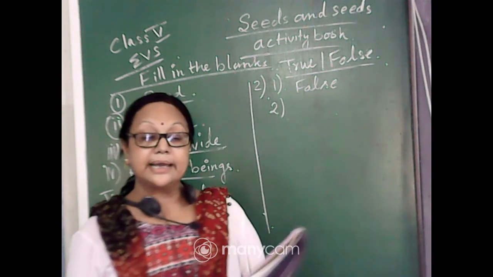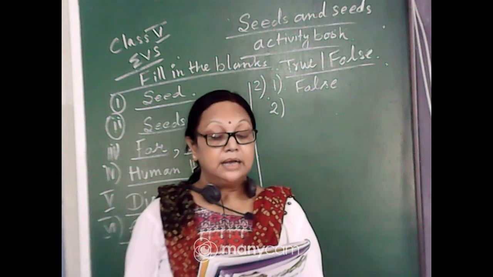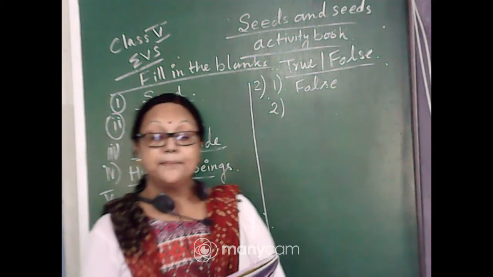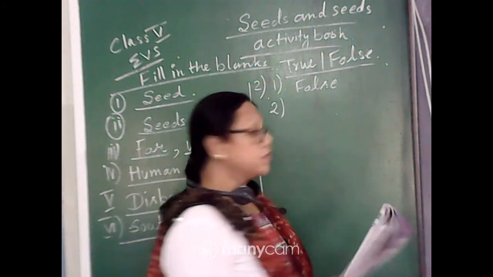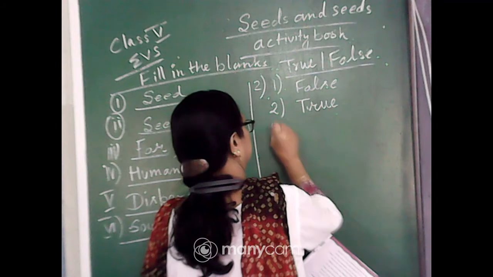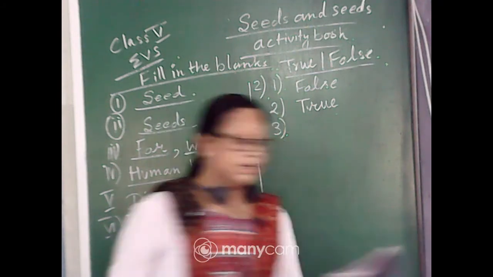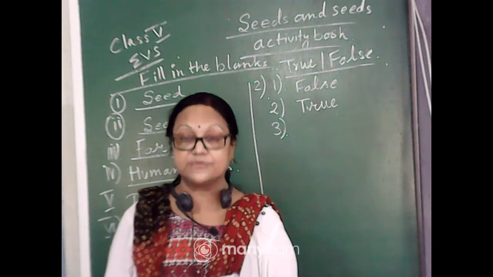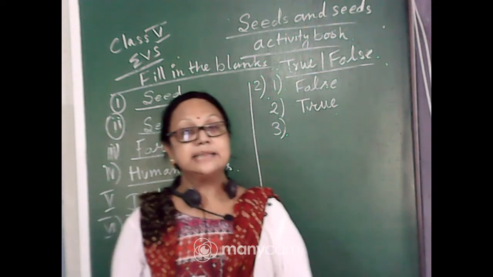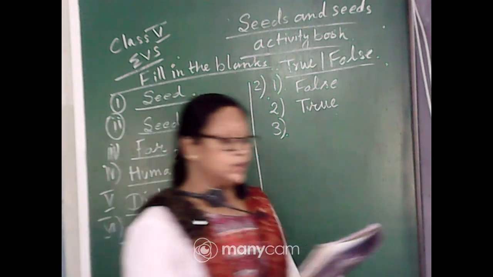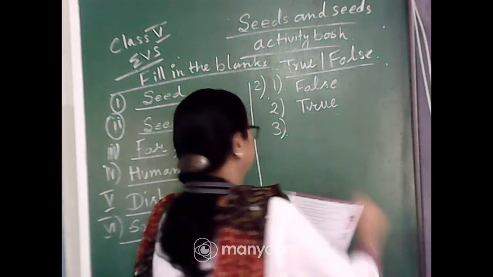Number 2 is again here: different seeds require different time period to become a plant. So, it is a true statement. Third one is we use seeds as spices, pulses, food grains, etc. Yes, seeds are of different types and we use them in different ways. So, it is a true statement.